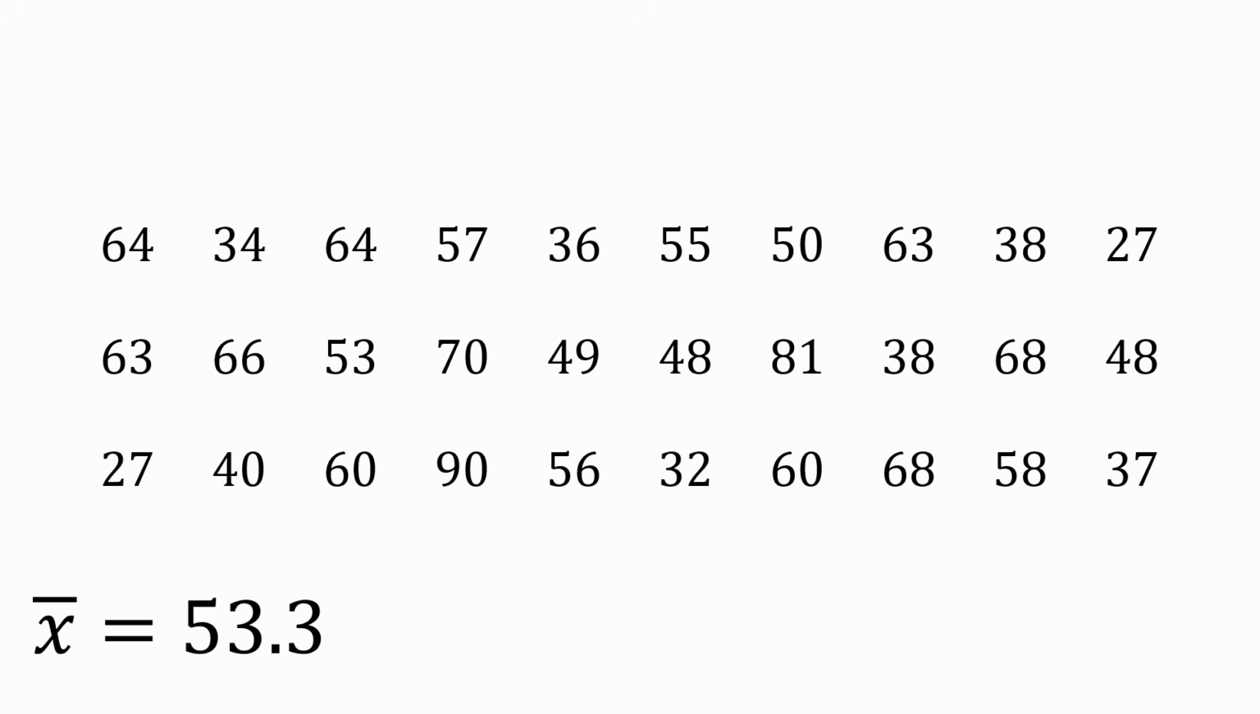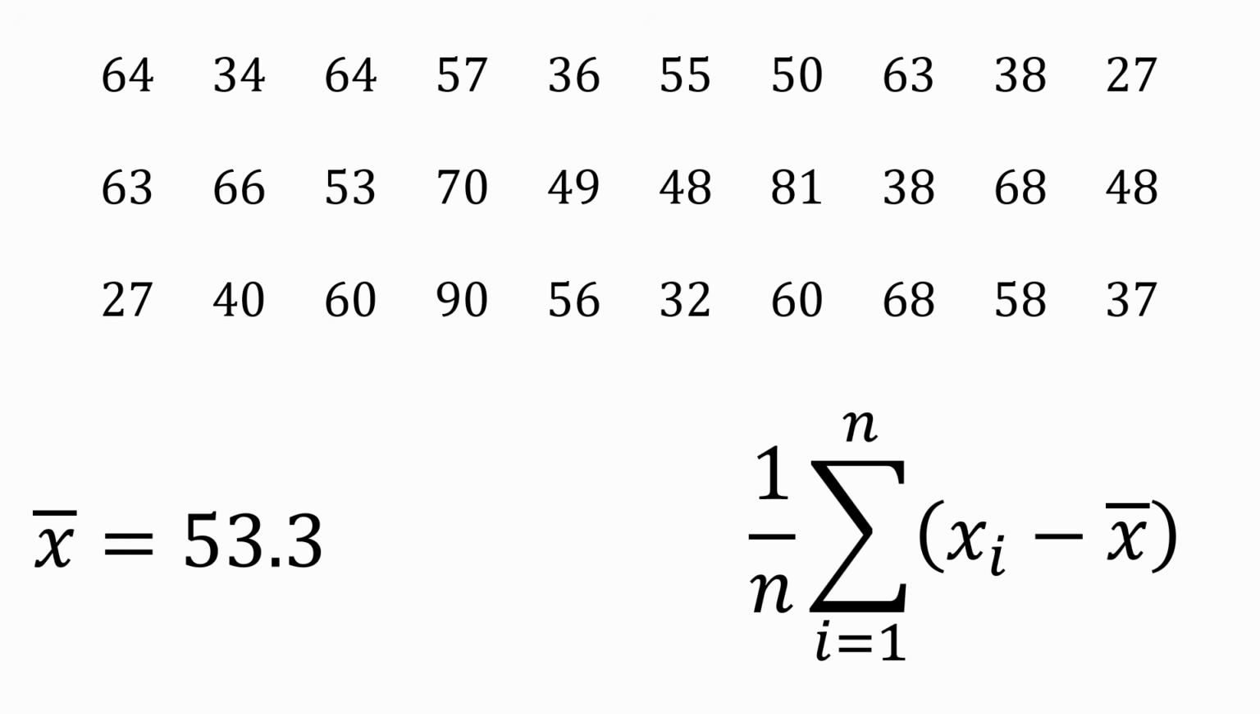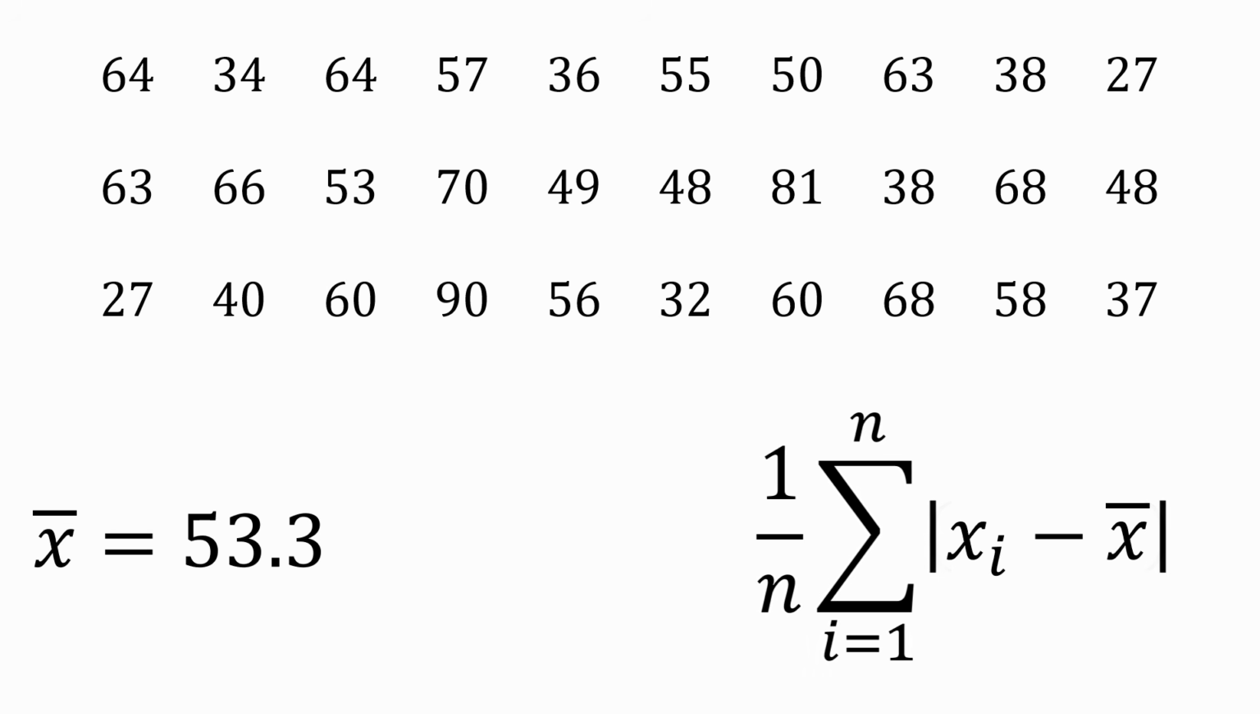One idea might be to use the average of the differences between each score and the mean. But if we do this, then the students who scored worse will cancel out with those who scored better, and this will always give 0. Maybe instead we should take the absolute value of the difference. This is the average distance of each student from the average score, and this measure of spread has a name. It's called the mean absolute deviation.